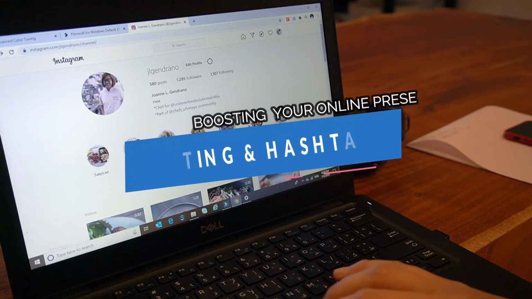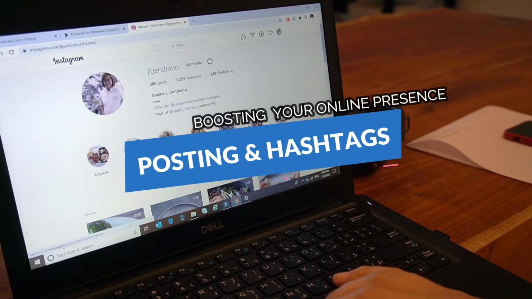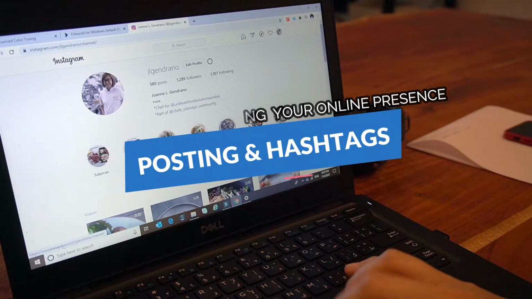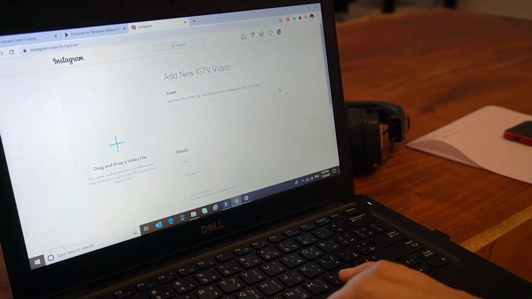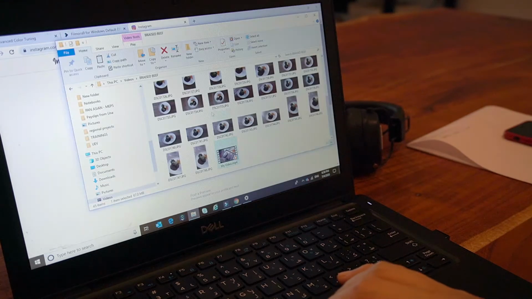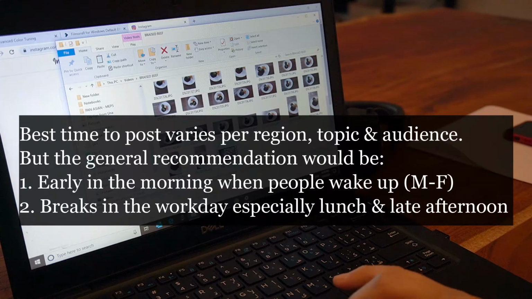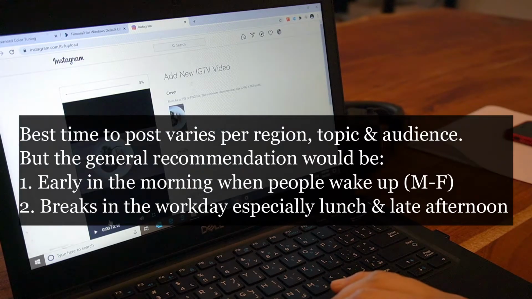After all the editing, now it's time to post or publish your work. There are different studies online in regards to the best time to post, but it varies from region to region, and it largely depends on the topic, current situation, and the behavior of your target audience. But there are a couple of common timelines when people would normally check their own feeds.